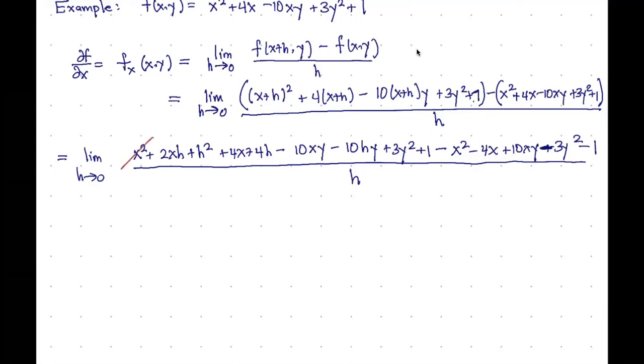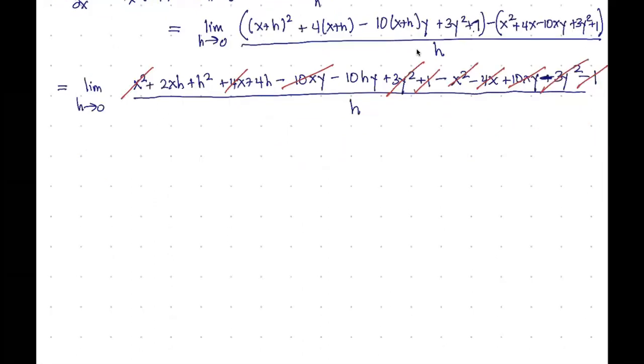The x squareds are going to cancel out. The 4x is going to cancel out. The 10xy's are going to cancel out. And then notice this is what's interesting. Remember, y is not changing, so this 3y squared is going to completely go, and so will the 1, just as we would expect in any derivative. The derivative of a constant is going to be 0. But in this particular case, since y is being held constant, the derivative of 3y squared should also be anticipated to be 0, and so that's why we would get the cancellation there.